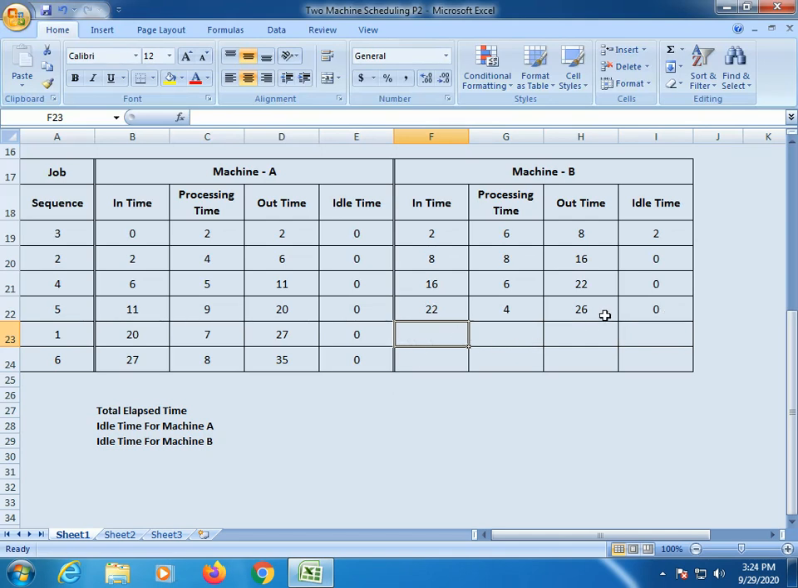And next, here see the difference. The out time of the previous job is 26th hour. That means at 26th hour machine B is free, so at 26th hour we can perform the next job. Okay, is the job ready? No, here the machine is ready at 26th hour, but the job is not ready to perform on machine B.